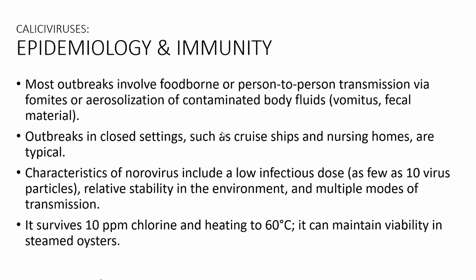Most outbreaks involve foodborne or person-to-person transmission via fomites or aerosolization of contaminated body fluids like vomitus and fecal material. Outbreaks in closed settings such as cruise ships and nursing homes are typical. Characteristics of norovirus include a low infectious dose, relative stability in the environment, and multiple modes of transmission. It can survive 10 ppm of chlorine and heating to 60 degrees Celsius, and it can maintain viability even in oysters that are being steamed.